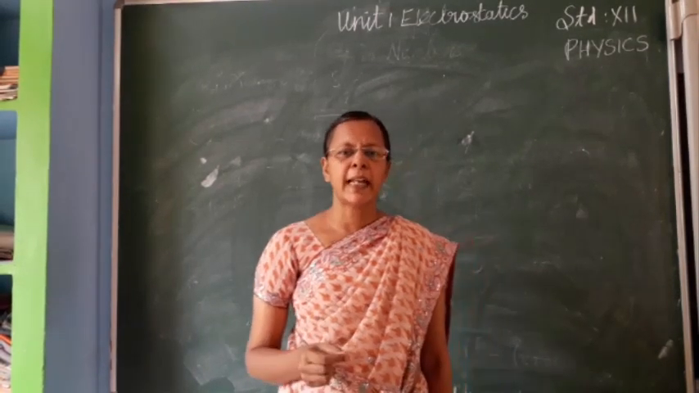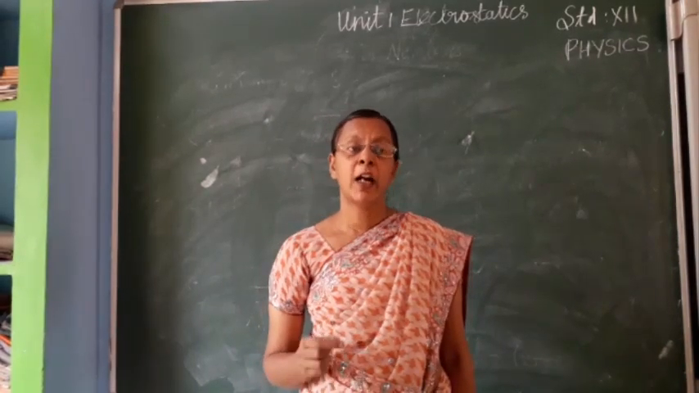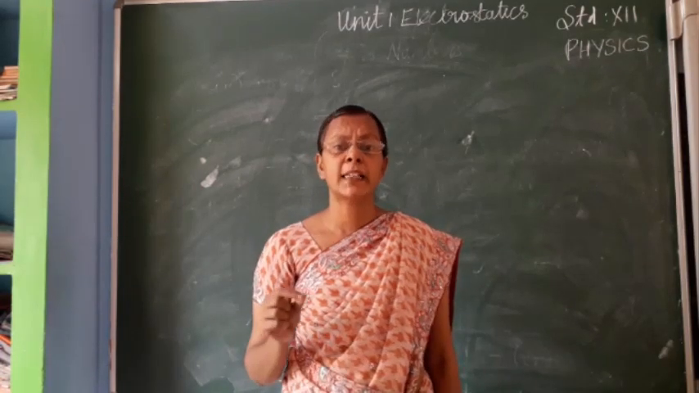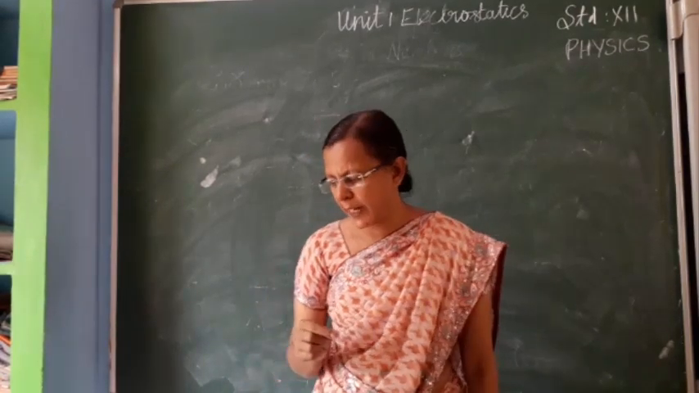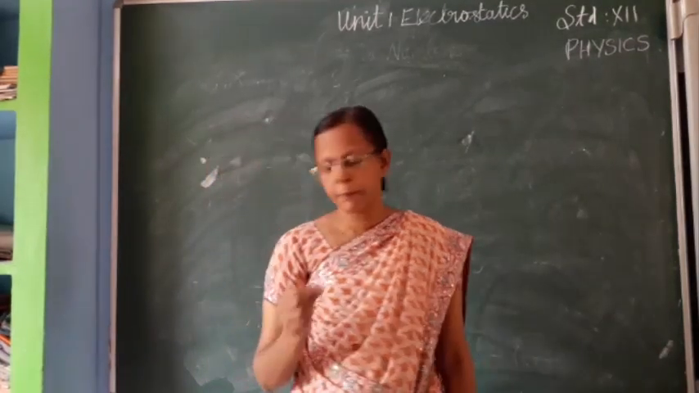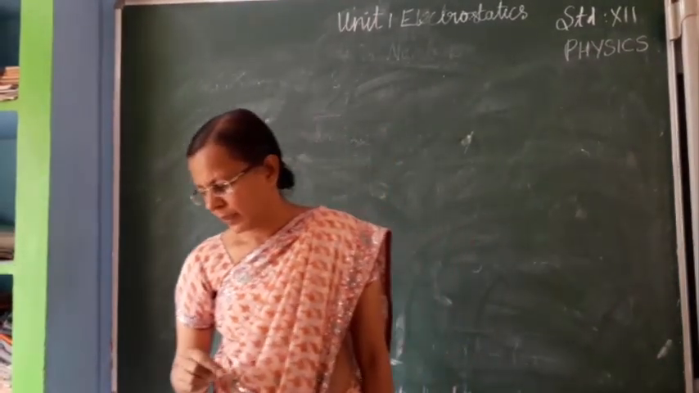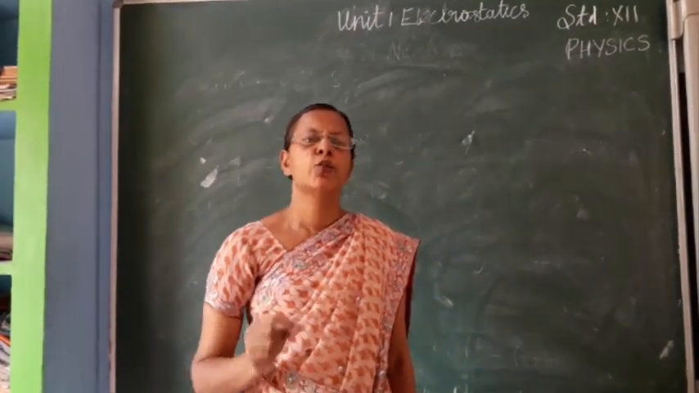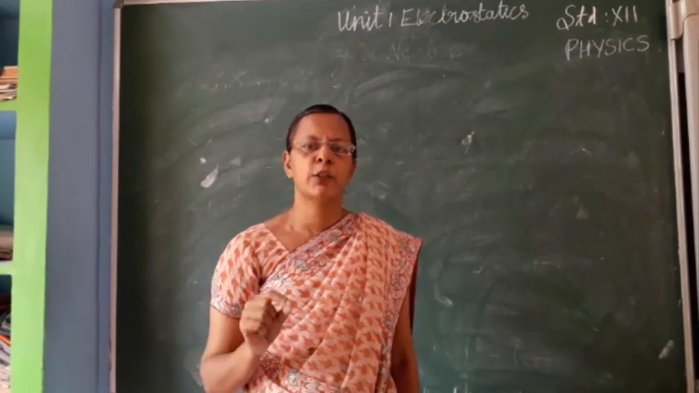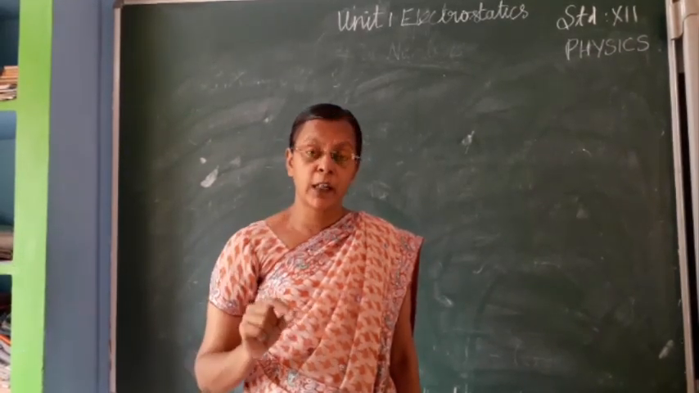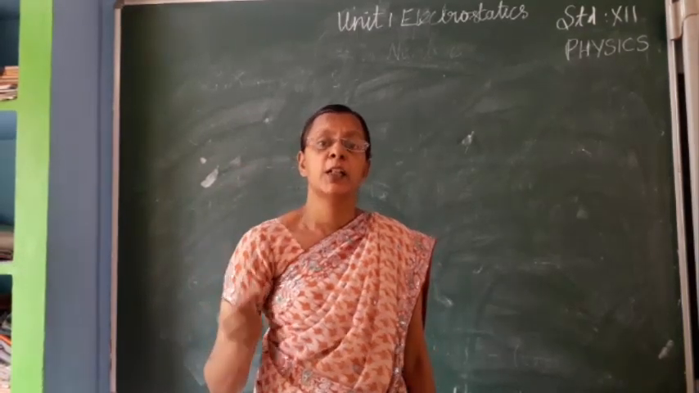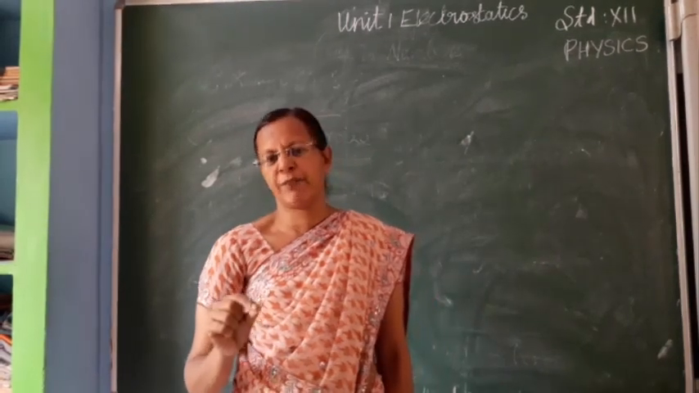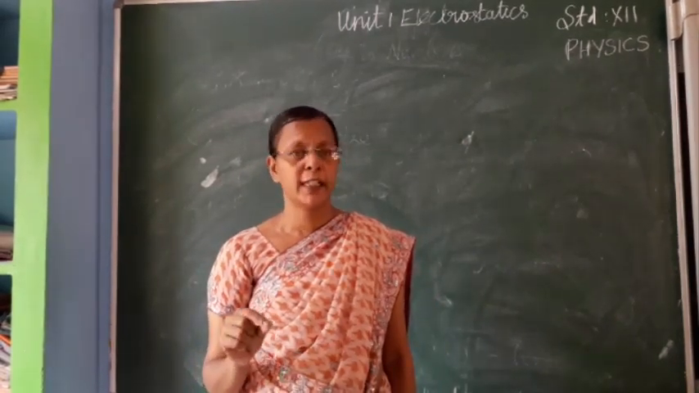Okay. In the previous class, what have we learned? We have learned about the electric potential. Am I correct? What is electric potential? Electric potential at a point P is equal to the work done by an external force to bring the unit positive charge at a constant velocity from infinity to that point in the external electric field. Okay, that is electric potential.